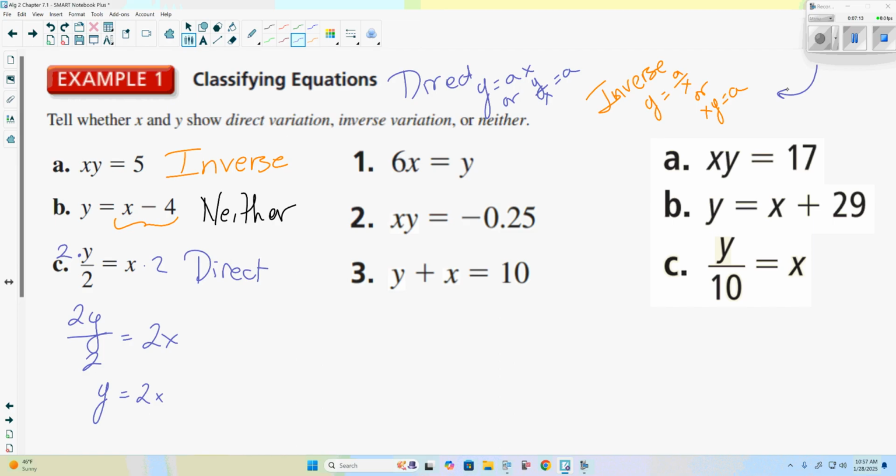Let's look at number 1. 6x equals y. Could be direct, because it is matching up with our y equals a times x. They just kind of have it flipped. 6x equals y, y equals 6x. Would be direct. X times y equals negative 0.25. It would be inverse. Our x times y equals a. And the a value for this would be negative 0.25. Neither, because we have addition.